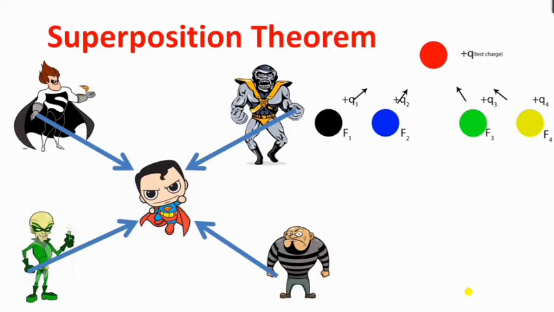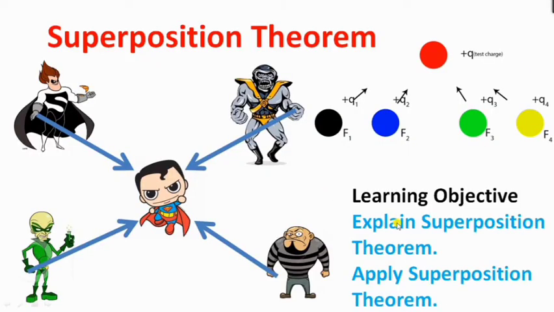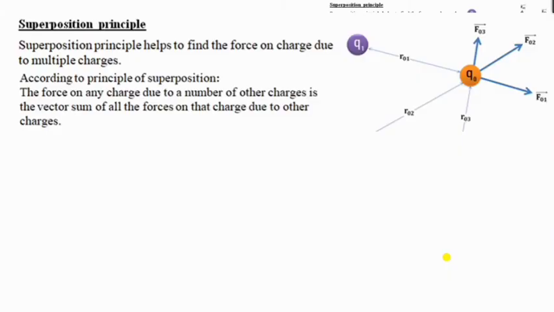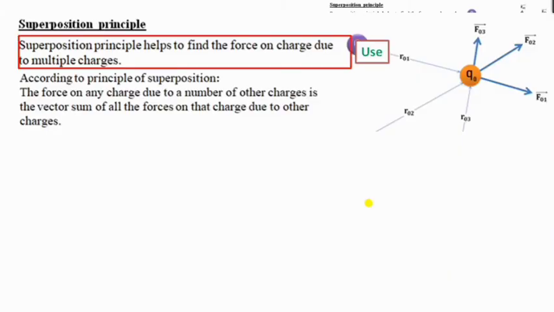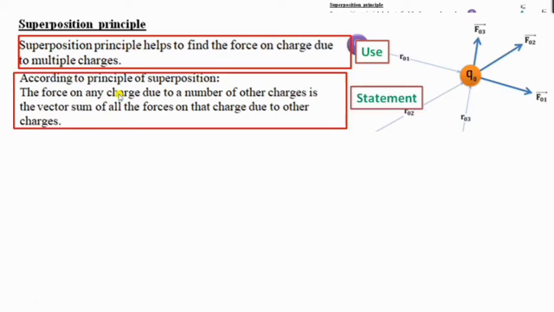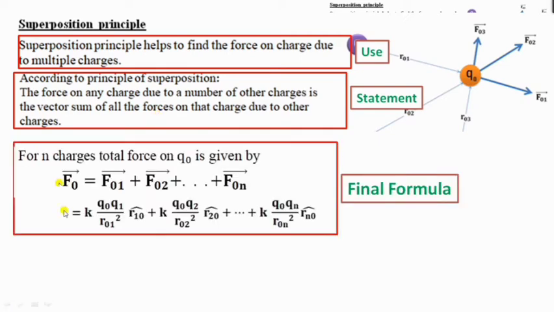Hello everyone, today in this video we are going to solve some problems on superposition theorem. So we already know superposition theorem is used to find the force on a charge due to multiple charges, and according to superposition theorem, force on a charge due to a number of other charges is the vector sum of all the forces on it. So this is the final formula.